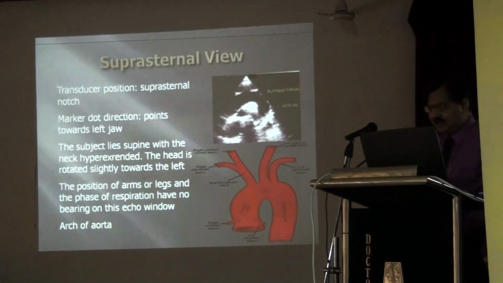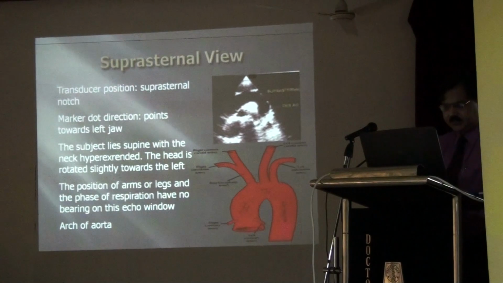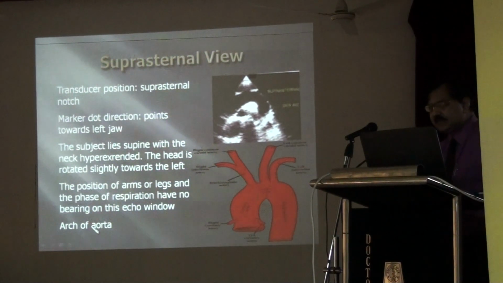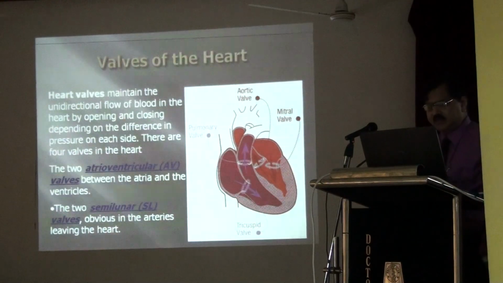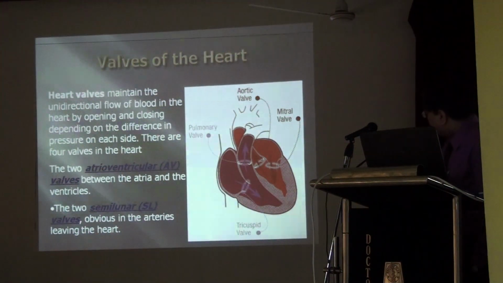And this is the last window, the suprasternal view. Here we have to put the probe in the suprasternal area, and the pointer points toward the left jaw. In this position we can see the aortic arch, most importantly. So this is also one view we have to examine. These are the common windows where we have to examine all the valves.